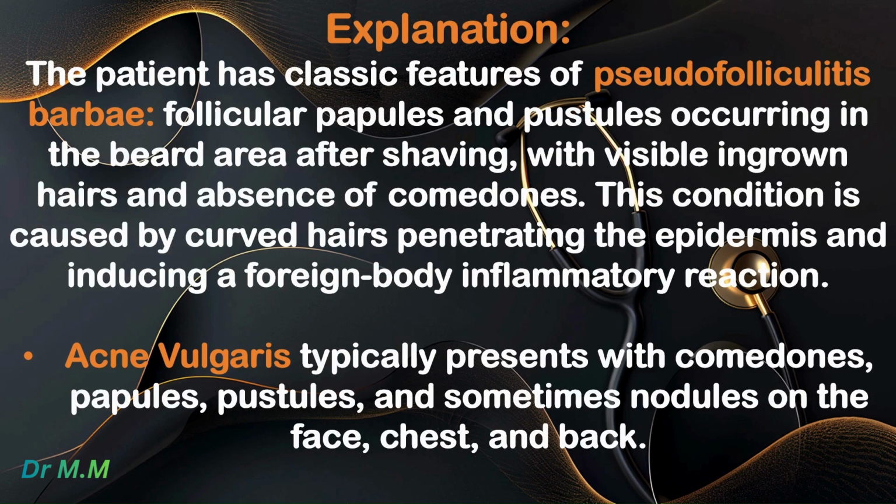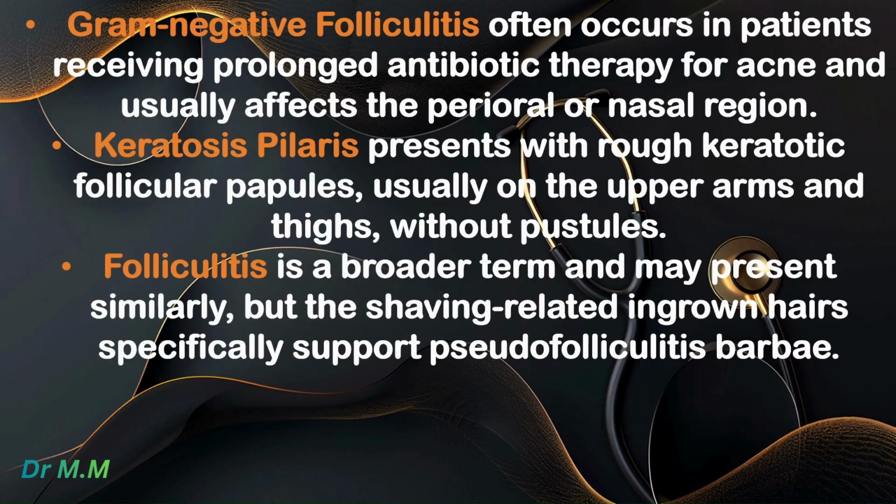Pseudofolliculitis barbae. Explanation. The patient has classic features of pseudofolliculitis barbae, follicular papules and pustules occurring in the beard area after shaving, with visible ingrown hairs and absence of comedones. This condition is caused by curved hairs penetrating the epidermis and inducing a foreign body inflammatory reaction. Acne vulgaris typically presents with comedones, papules, pustules, and sometimes nodules on the face, chest, and back. Gram-negative folliculitis often occurs in patients receiving prolonged antibiotic therapy for acne and usually affects the perioral or nasal region. Keratosis pilaris presents with rough keratotic follicular papules, usually on the upper arms and thighs, without pustules. Folliculitis is a broader term and may present similarly, but the shaving-related ingrown hairs specifically support pseudofolliculitis barbae.